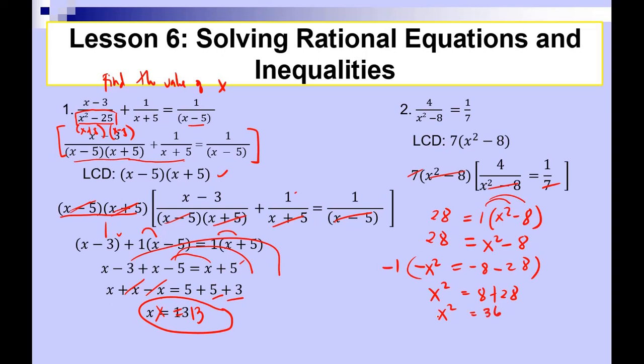X squared man siya, so extract natin ang square root. Extract natin square root. So, cancel. Ang mabilin is x is equal to, the square root of 36 is positive negative 6. So, this is the answer.